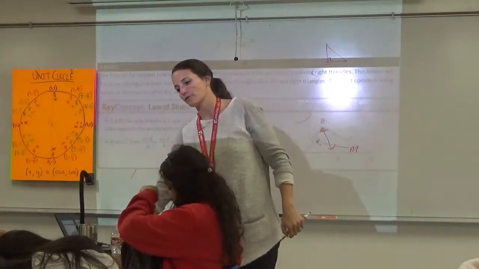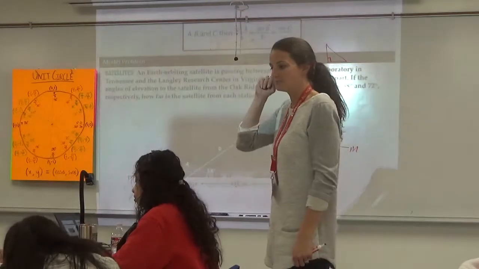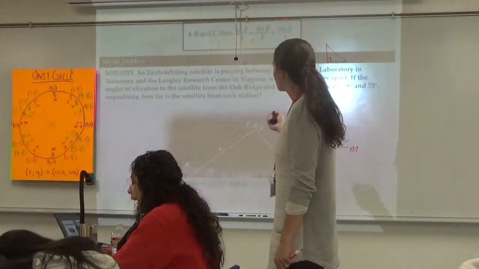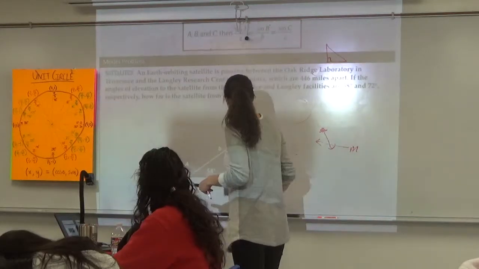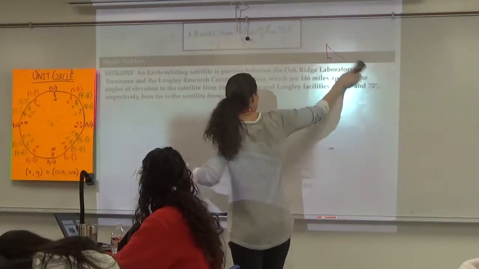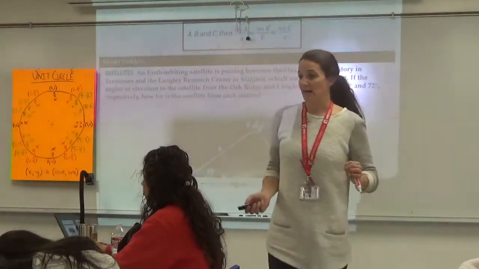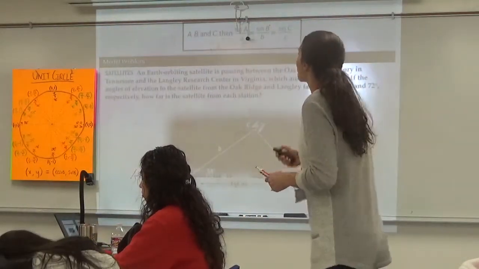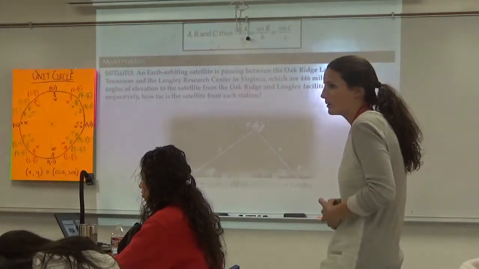So, flip over to this satellite problem right here. I've got the law of sines up at the top so that we don't forget. Basically, it's the sine of an angle over its side is equal to the sine of another angle over its side. Let's take a look at what's going on in this situation and then label what we know.